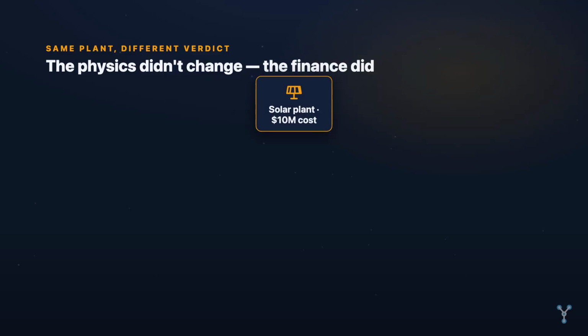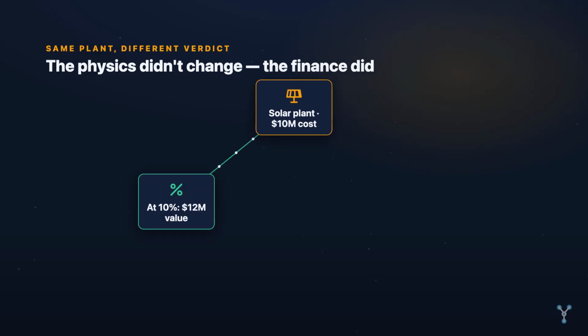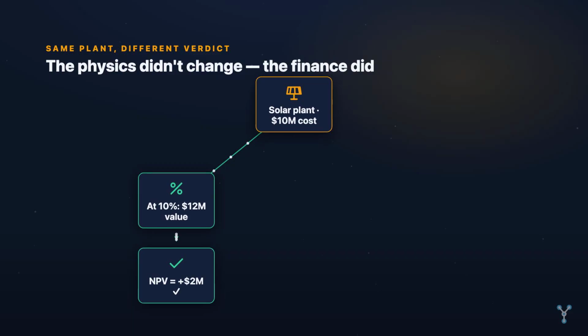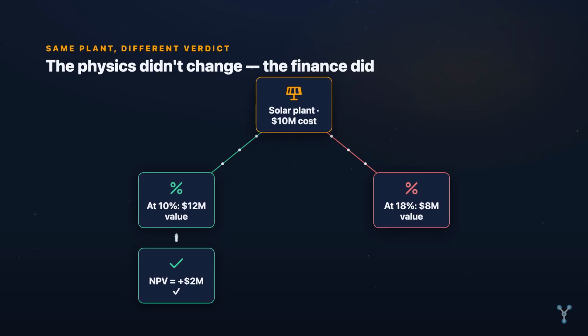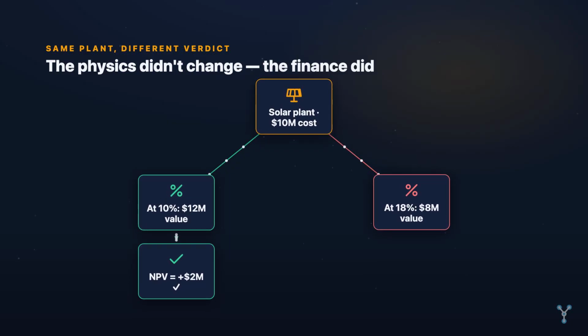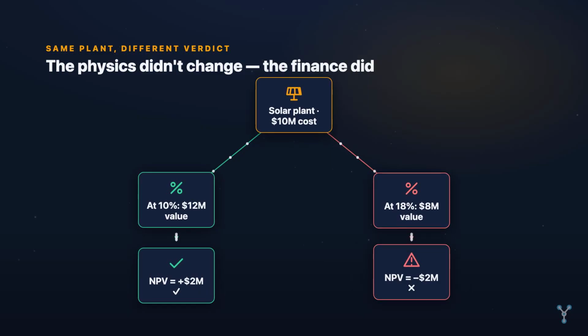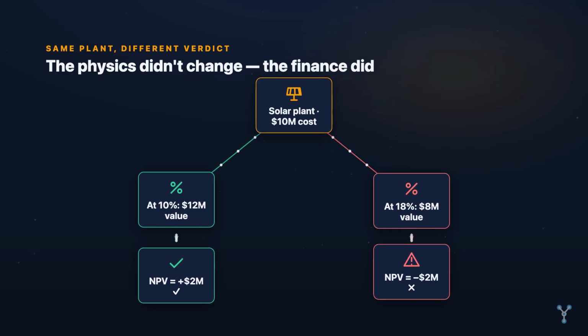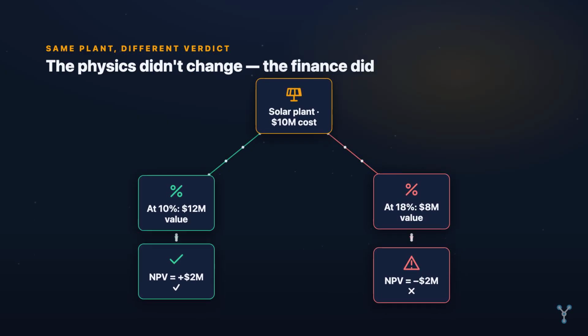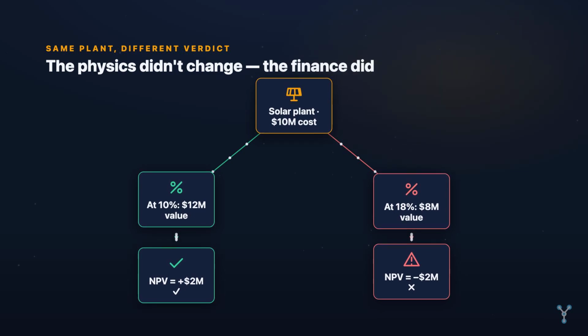That's it. A solar plant costs, say, $10 million up front, and its discounted future electricity sales add up to $12 million in today's terms. Net present value, positive $2 million. Good project. Change the discount rate from 10% to 18% though, and those future sales might shrink to $8 million in today's terms, and suddenly the NPV is negative $2 million. Same plant, same electricity, different verdict, purely because the money was judged riskier. Sit with that. The physics didn't change.